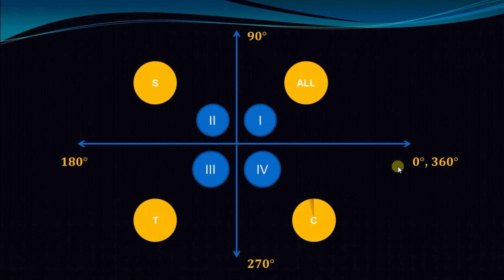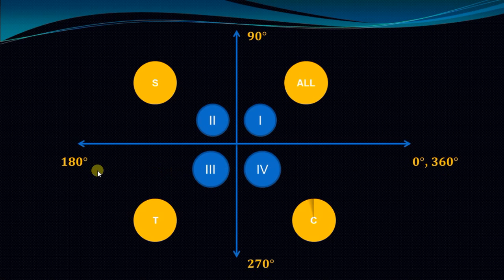So first quadrant is between 0 to 90 degree. Second quadrant is between 90 to 180 degree. Third quadrant is between 180 to 270 degree. And the fourth quadrant is between 270 to 360 degree.